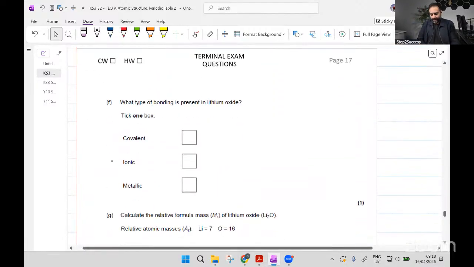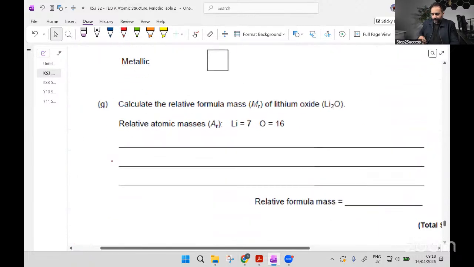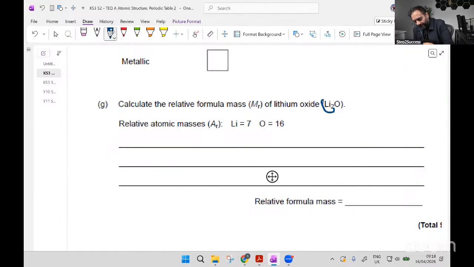What type of bonding is lithium oxide? It is ionic bonding. And relative formula mass. I think we'll do this again in the next month or so. But to work out the relative formula mass, you just do some adding. There are two lithiums here, which means two lots of this. Think of a lithium as weighing 7 and an oxygen weighing 16. Two of those sevens make 14, and one of those 16s is 16. So you end up with 30 altogether.